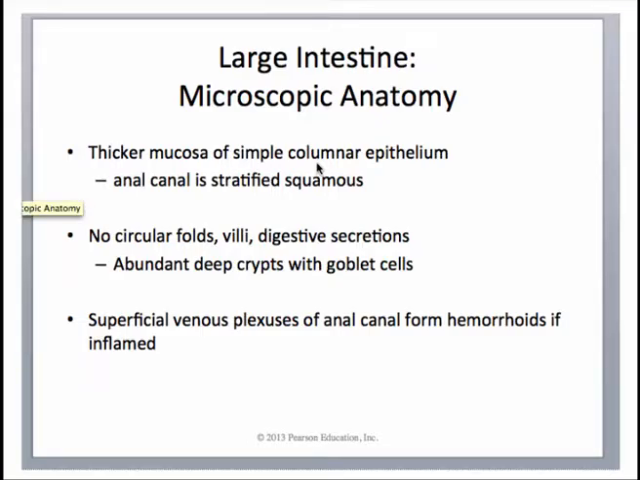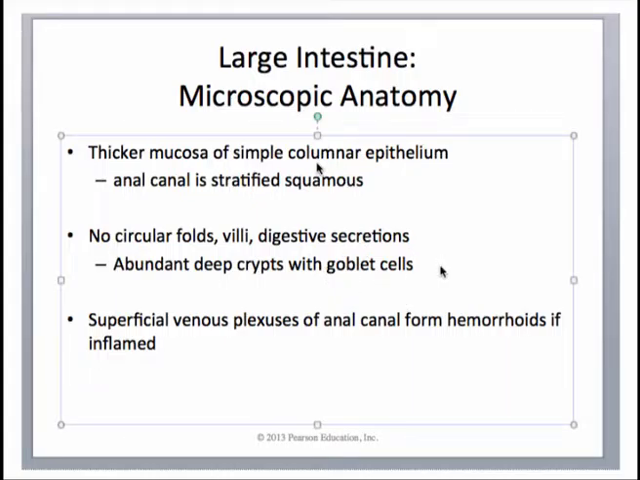Microscopically, there's a pretty thick mucosa of simple columnar epithelium in the large intestine, except that the anal canal is stratified squamous epithelium, again because it encounters a lot of friction. There are no structural modifications like the small intestine, so there are no circular folds, there are no villi, there are no digestive secretions, but there are some kind of deep pockets or crypts that have goblet cells, which again are what produce the mucus.